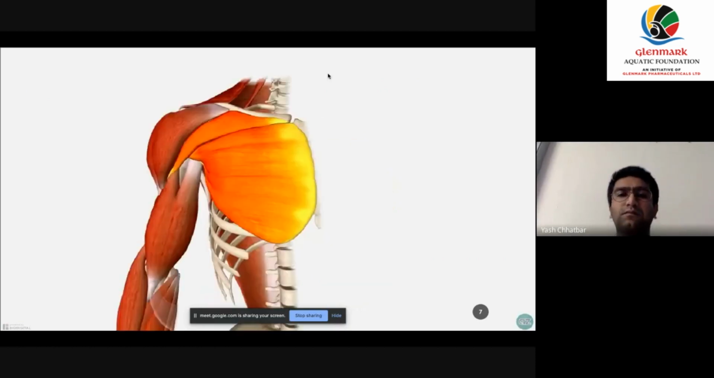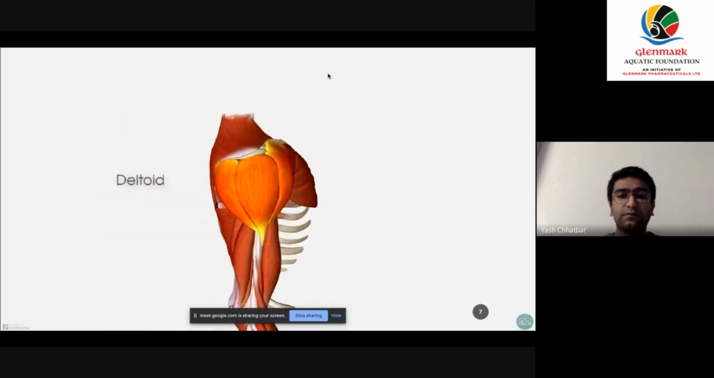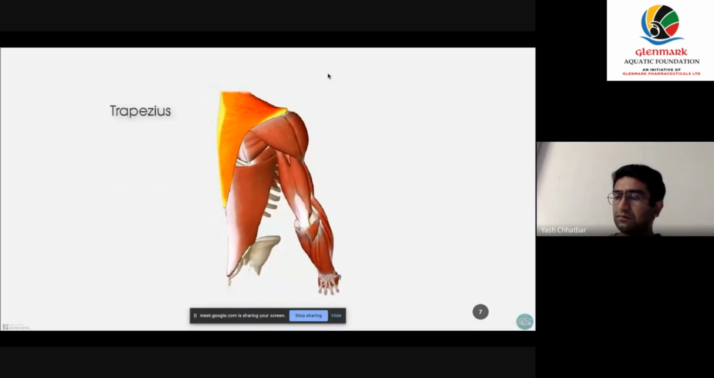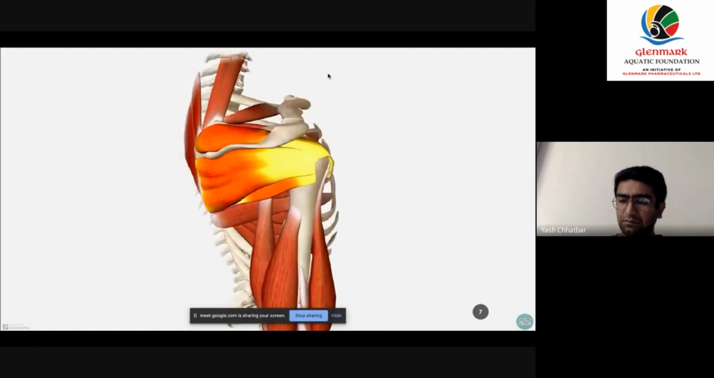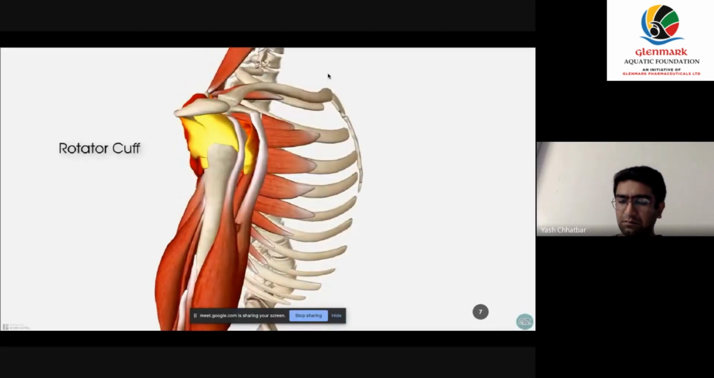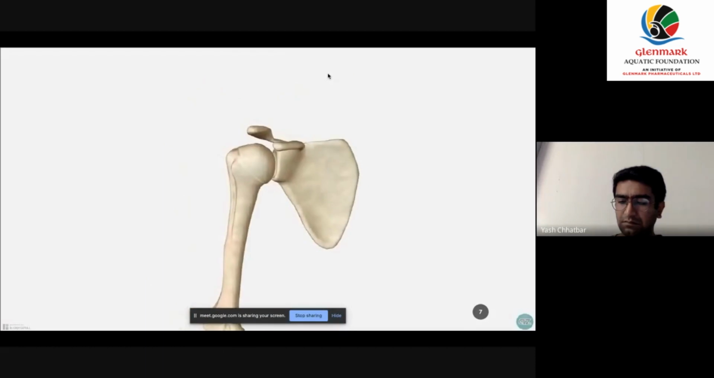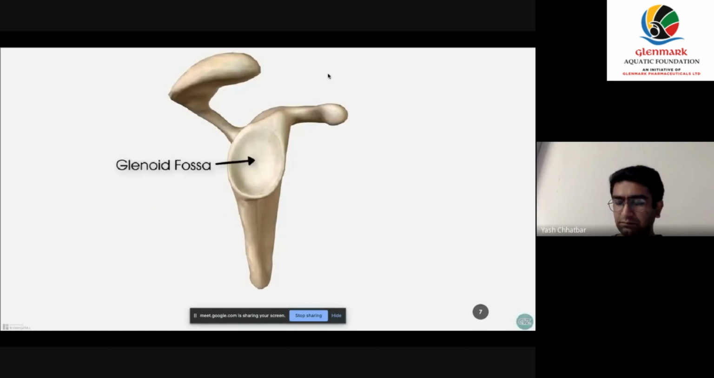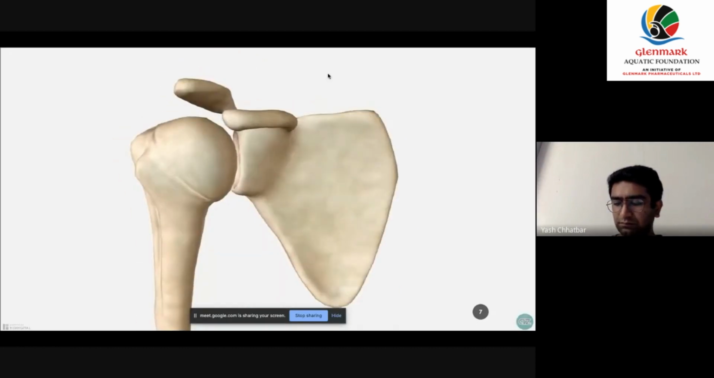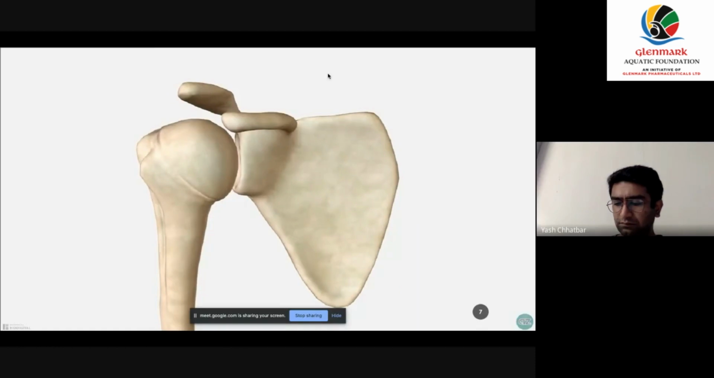So here you can see the pectoralis major, deltoid, trapezius, and latissimus dorsi muscle, which are some of the large muscles involved in moving our shoulder. Underneath these, we can find the rotator cuff muscles. So our shoulder joint is made up of the head of the humerus, which sits within the shallow glenoid fossa. At any one time, there is only about 1/3 of that humeral head sitting in the glenoid fossa. This configuration allows lots of mobility of the joint, but in return, the shoulder joint sacrifices stability.